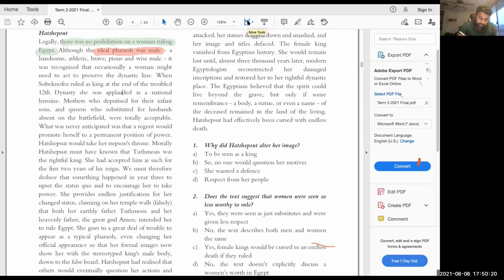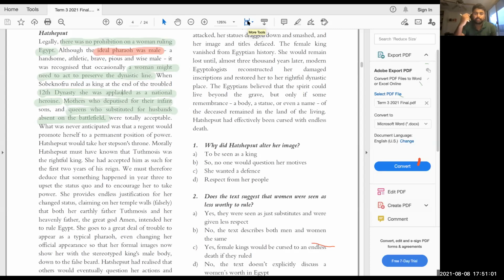Next, but it was recognized that occasionally a woman might need to preserve the dynastic line. So again, more evidence saying that it was equal. When Sobeknefer ruled at the end of a troubled 12th dynasty, she was applauded as a national heroine. Another evidence saying that women were seen as equals. Mothers were deputized for their infant sons. Another evidence. And queens were substituted for their husbands absent on the battlefield. Another bit of evidence. So overall, there's more evidence suggesting that men and women were seen as equals rather than women being less worthy. But the evidence is still weak.